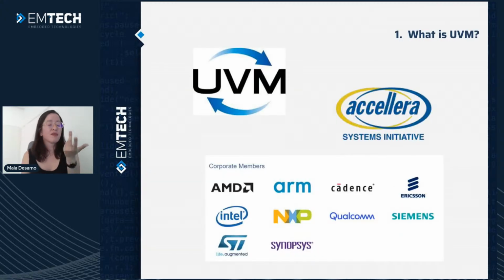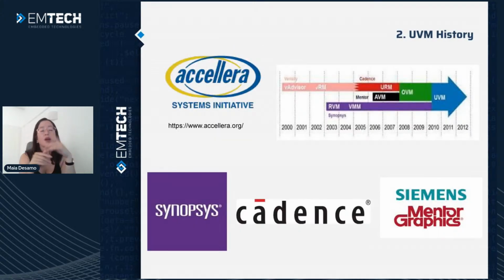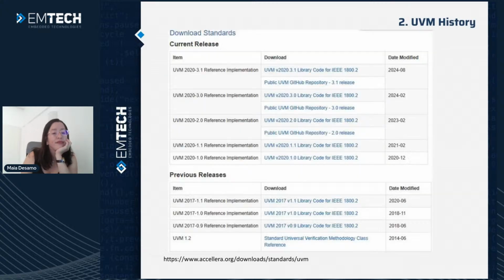UVM is an Acelera product developed by Acelera, and Acelera is formed by different vendors. Here we can see it. Also, as I was talking about the UVM history, UVM is based on different efforts previously done. Here we have a picture about that. And finally, here we can see the different versions of UVM history, and we can see the last version is from last year. Sorry, I will go fast because I forgot to move the slides.